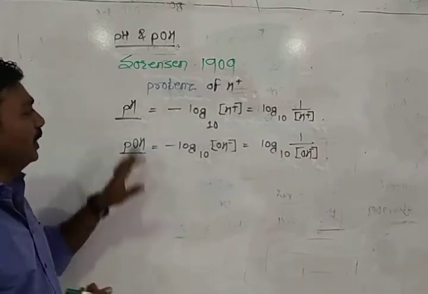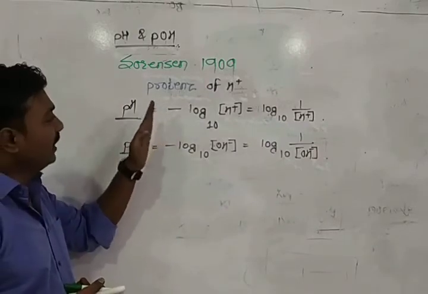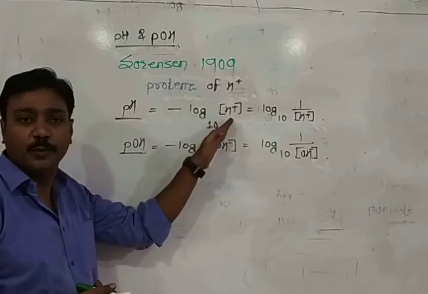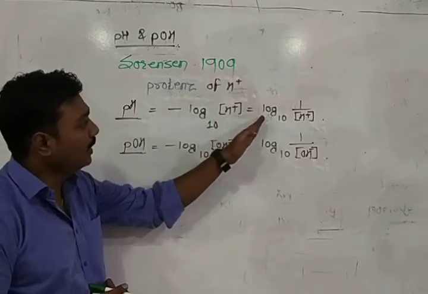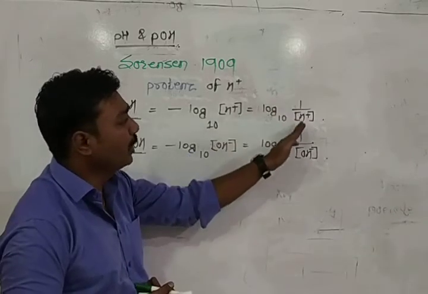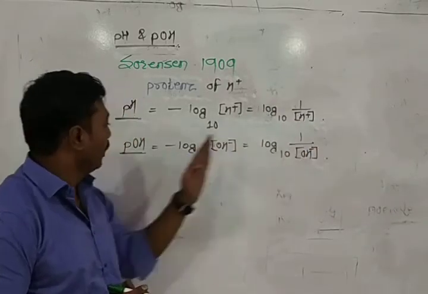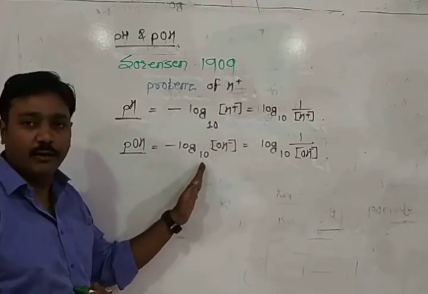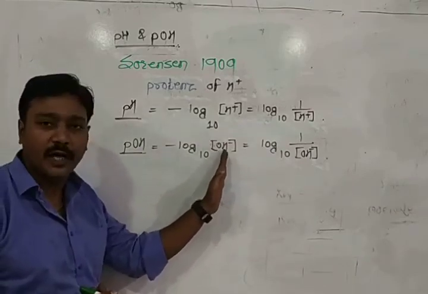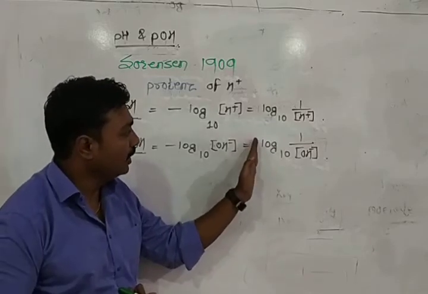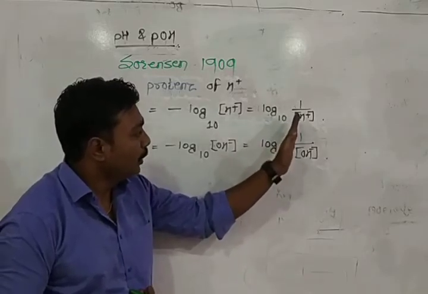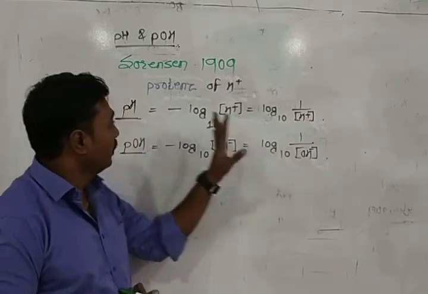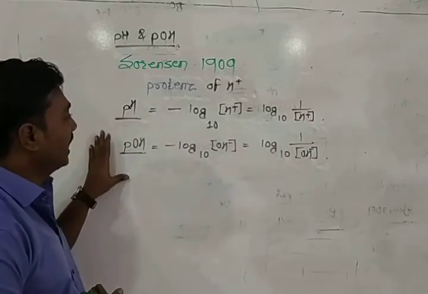What is the definition of pH? It is defined as the negative logarithm to the base 10 of the concentration of H plus ion, or logarithm to the base 10 of the reciprocal of the concentration of H plus ion. pOH is defined as the negative logarithm to the base 10 of the concentration of OH minus ion, or logarithm to the base 10 of the reciprocal of the concentration of OH minus ion. These are the definitions of pH and pOH.